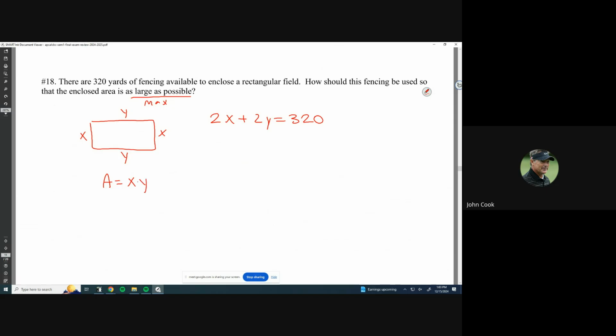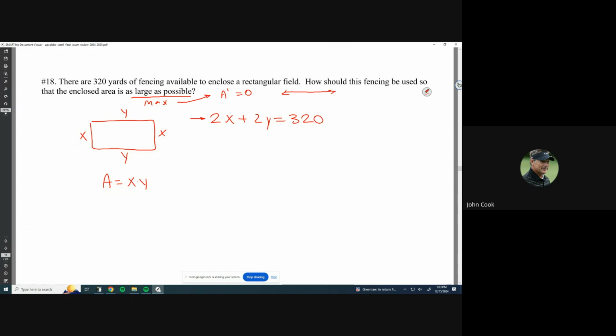When we want to maximize something, here are the steps we take. We take the area function and take its derivative, set it equal to 0 to find the critical numbers, and then draw a number line to see where we get our maximum from. That's what we're going to do. But to take the derivative of this, I've got to get it in terms of just x instead of x and y. So that's where you're going to use the constraint function.